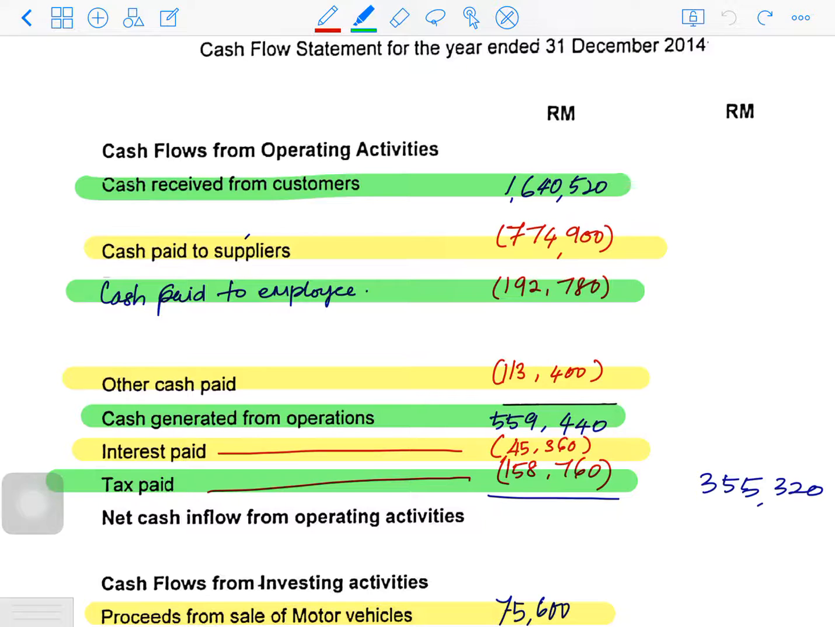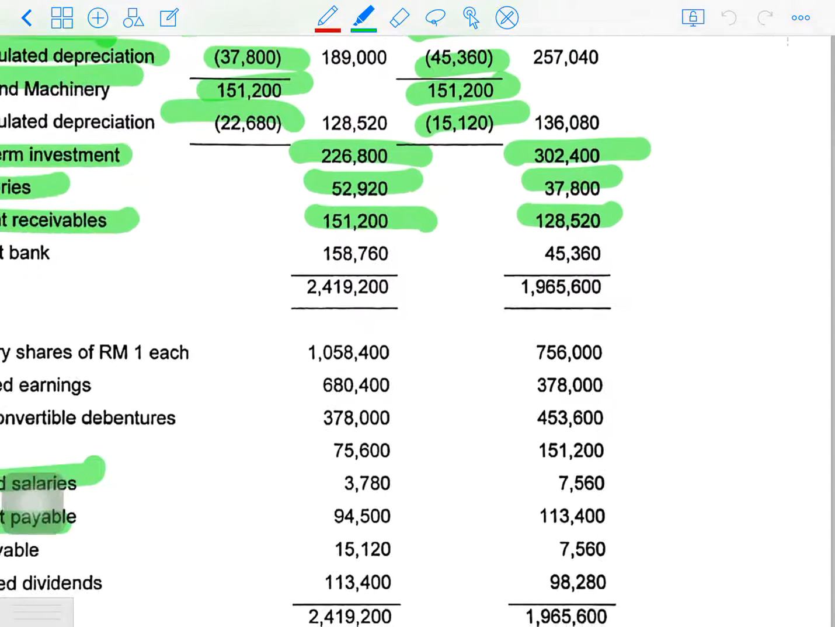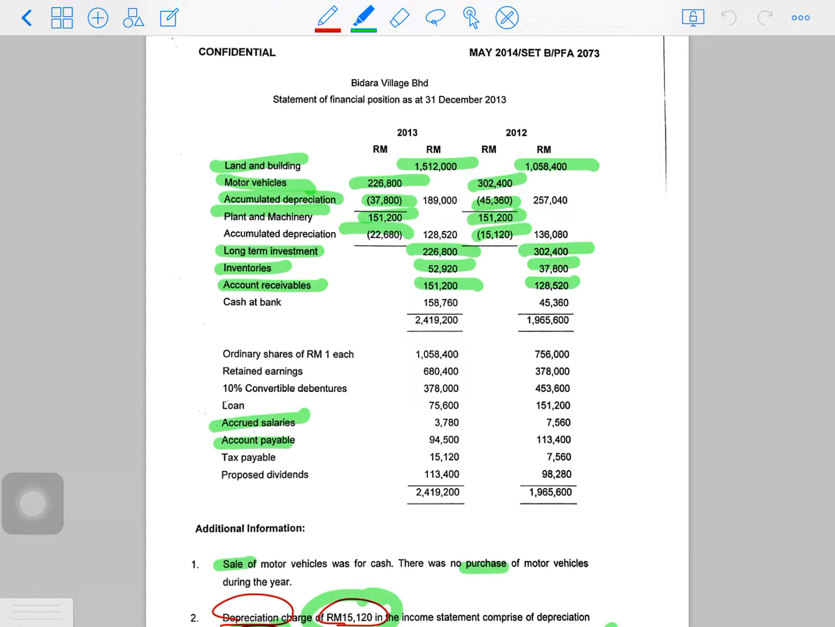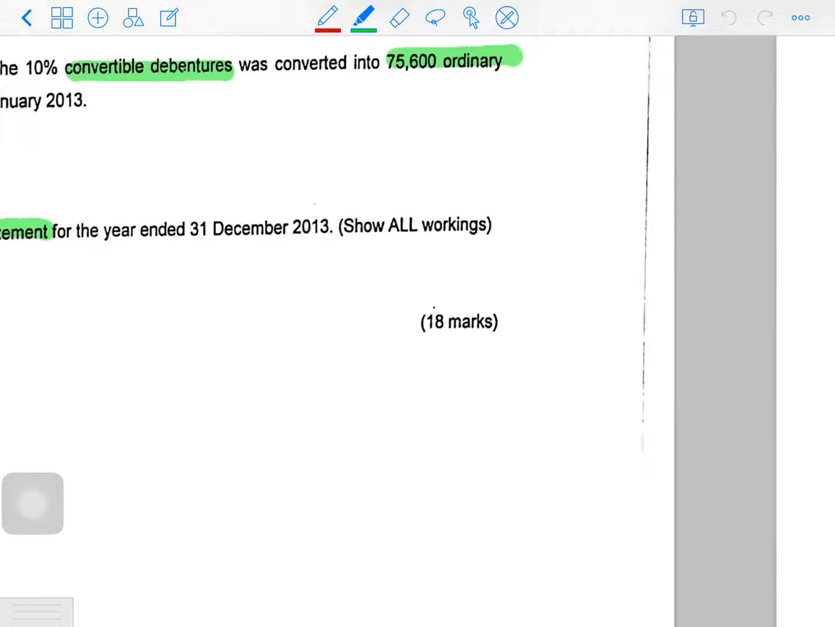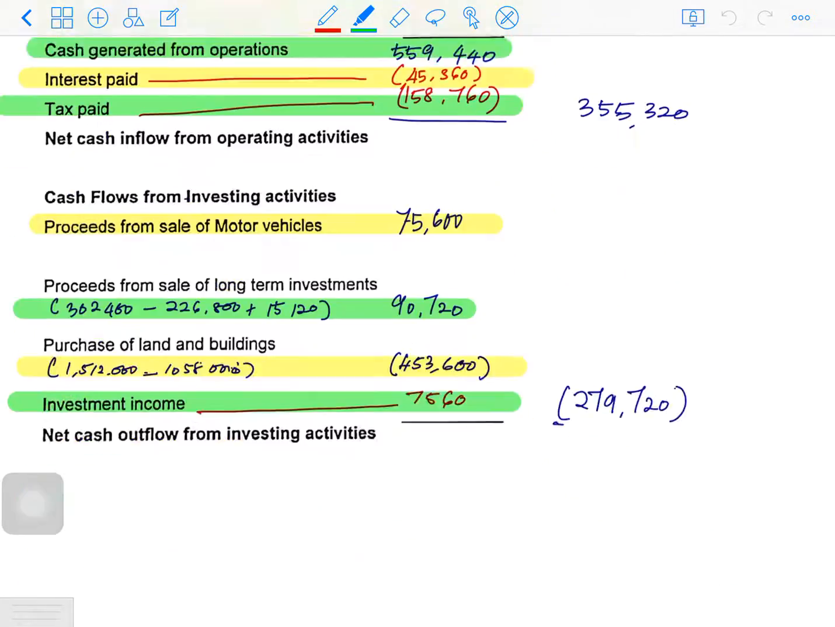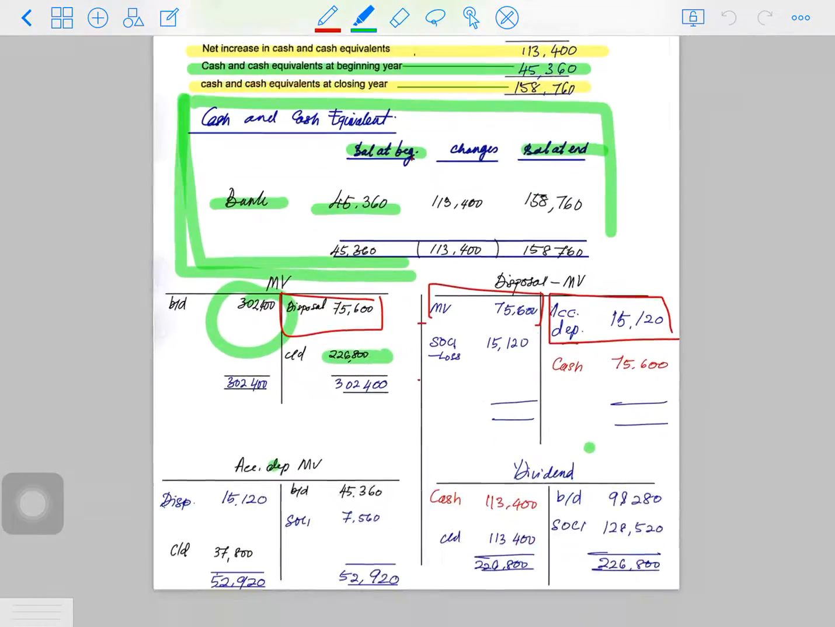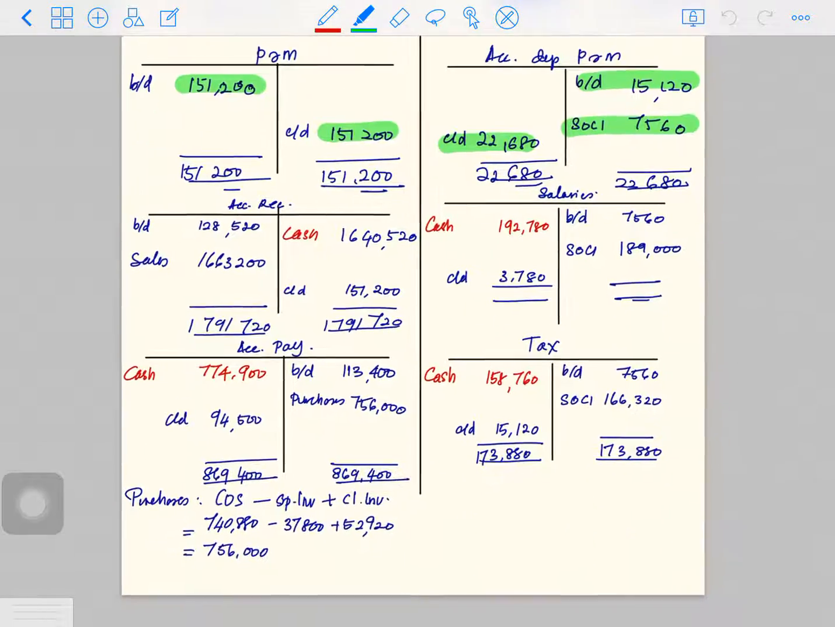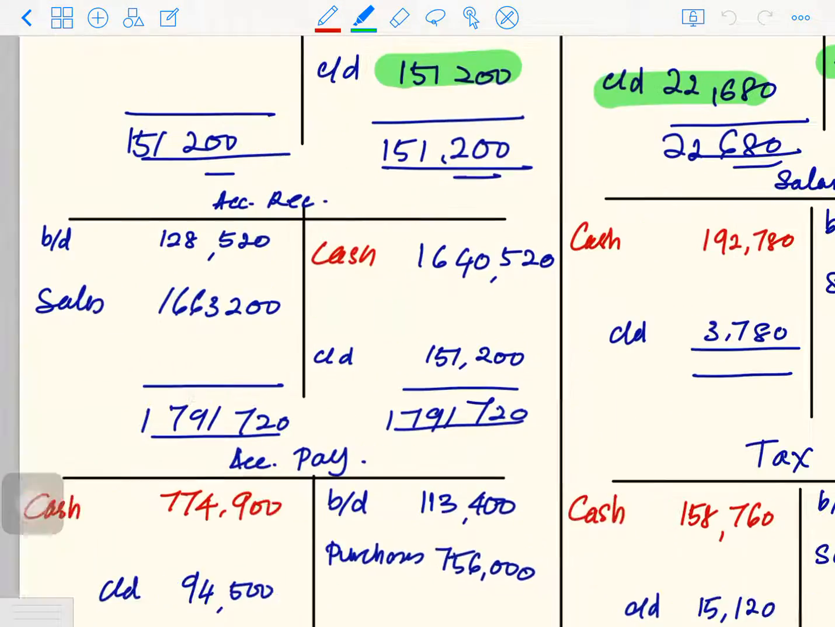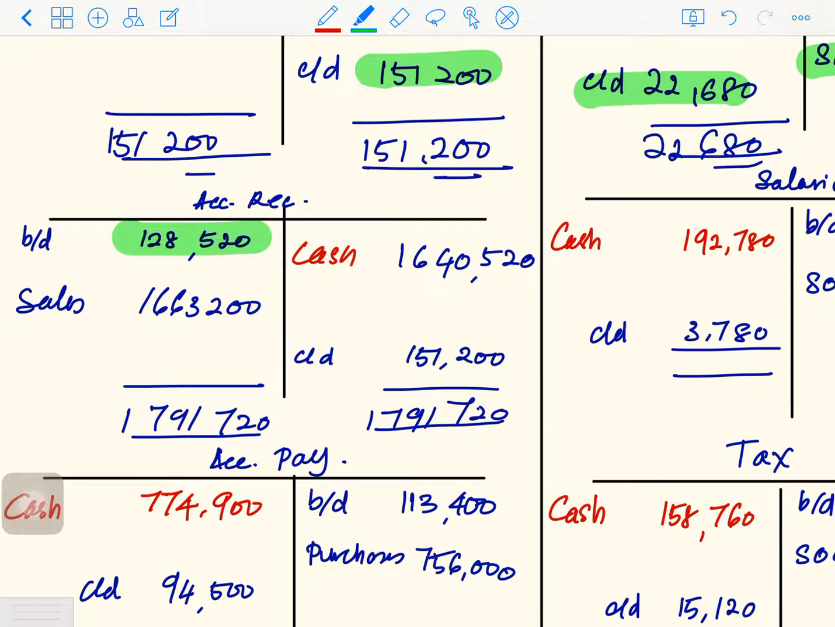So inventories, account receivable, yang ni kita buat account receivable lah, open account receivable. Next item in the balance sheet lah, account receivable. Kita open up account receivable account. Here, account receivable. So balance brought down 128,520. Balance carried down 151,200. This is inside your balance sheet lah. Okay, opening balance and closing balance.